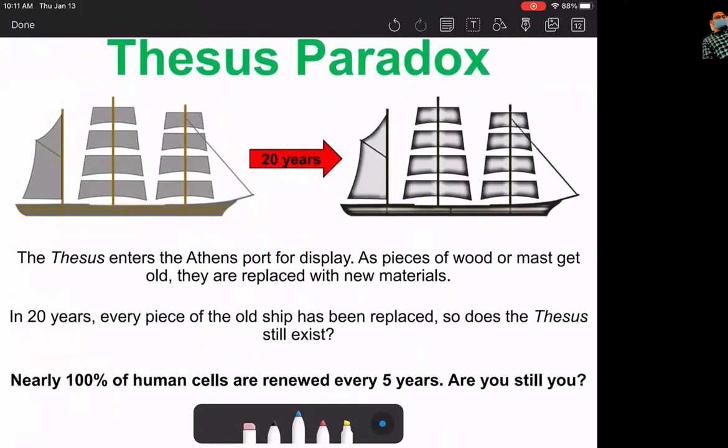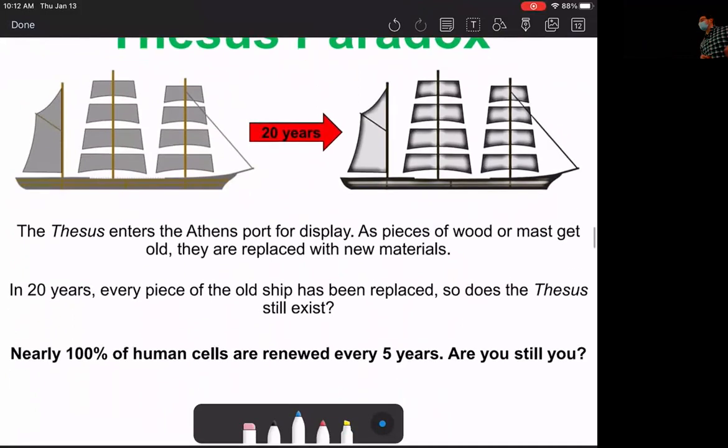So, fun little paradox here. This ship called the Theseus comes into the Athens port like 2,500 years ago in Greece. It was a big warship, a big monument. Now, the ship gets old as it sits there as kind of a museum piece in the harbor. Salt water rips it apart. You start replacing pieces of the ship over the years. Maybe the mast in 5 years, maybe the deck boards in 10 years, and in 20 years, the whole thing's been replaced. It's not the same ship anymore.